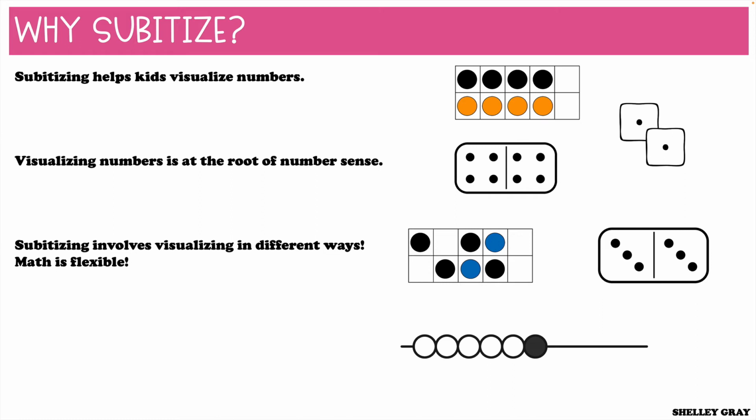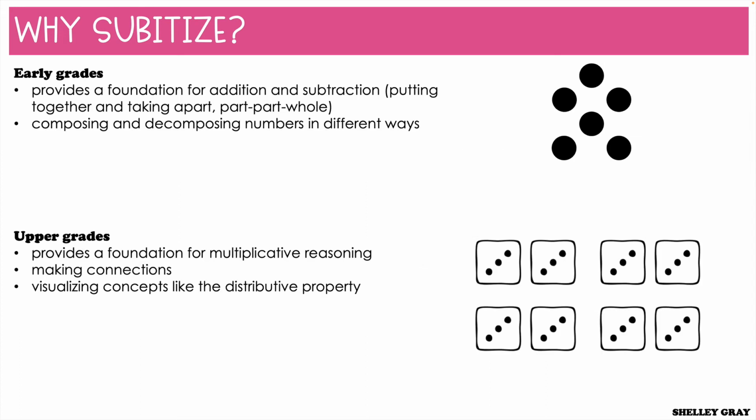So very often we do see a lot of subitizing happening in kindergarten and grade 1 classrooms, but we don't always see it happening in upper grades. And I just want to reinforce the fact that it can be just as beneficial in upper grades as well. We just have to change how we're doing it a little bit. So in early grades, subitizing is providing a really solid foundation for addition and subtraction concepts. So we are looking at putting things together and taking them apart. We're looking at part-whole relationships. We're looking at how we can compose and decompose numbers in different ways, just like we did in the examples at the very beginning of this video, and how you might do with this image here.